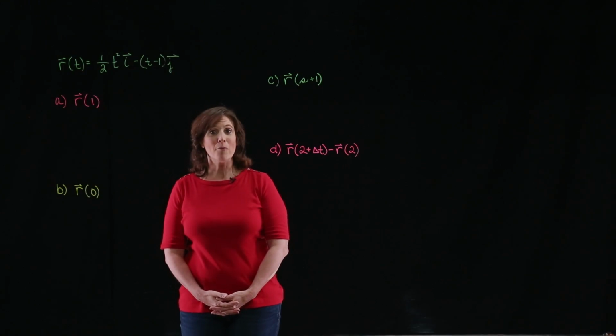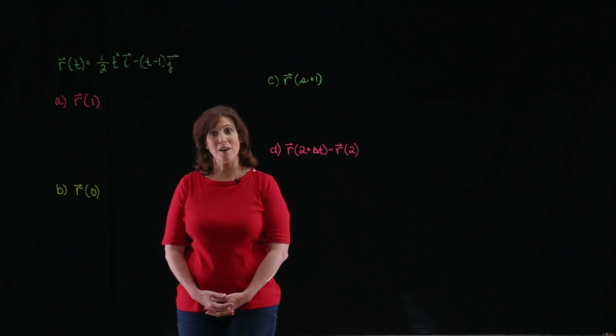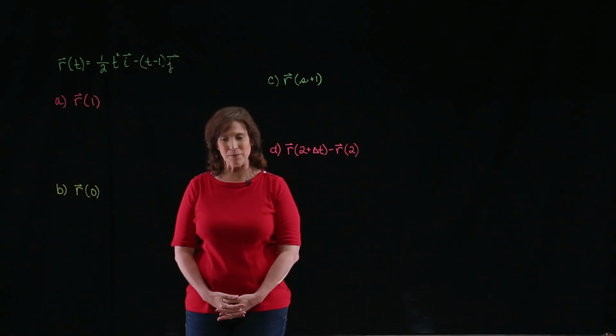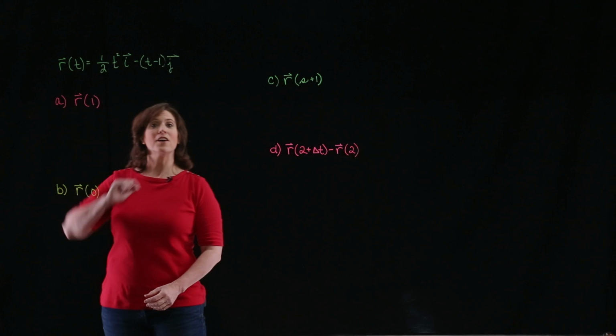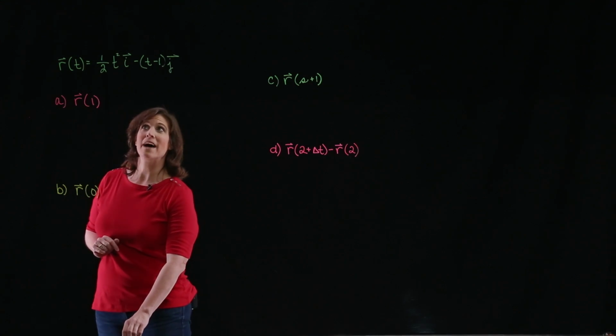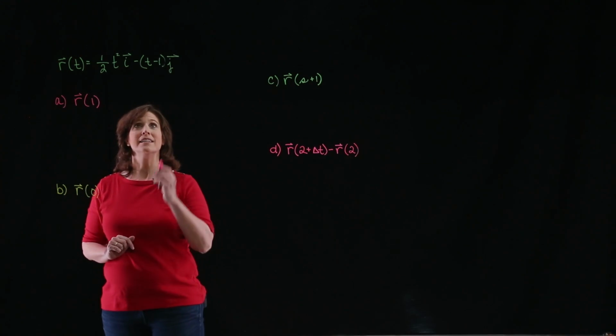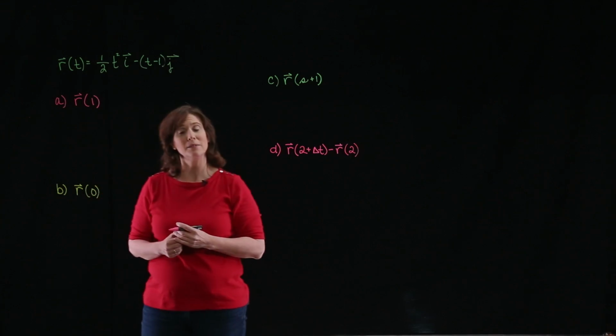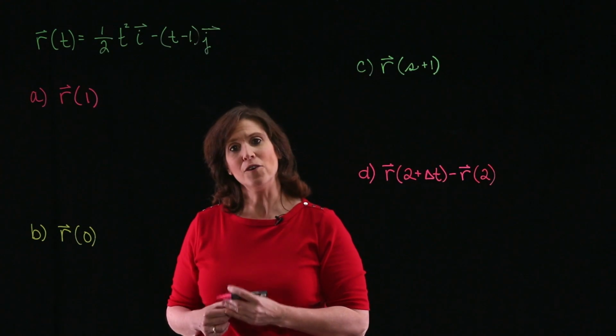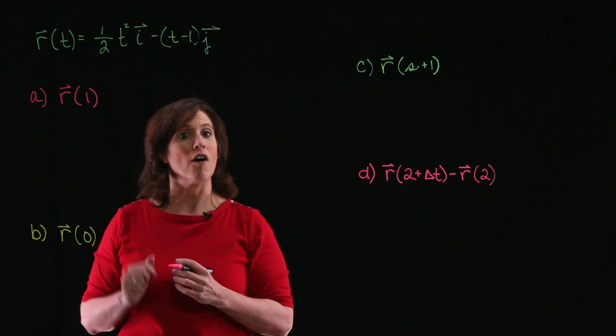Hi everyone, I'm Cheryl. In this problem, we're asked to evaluate a vector-valued function for several values of t. Our vector-valued function is the function 1/2 t squared times i minus the quantity t minus 1 times my vector j. And in the first example, I'm asked to find r of 1.